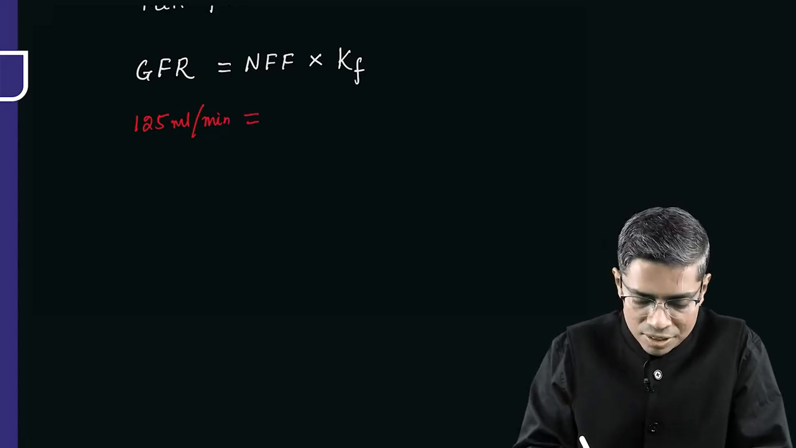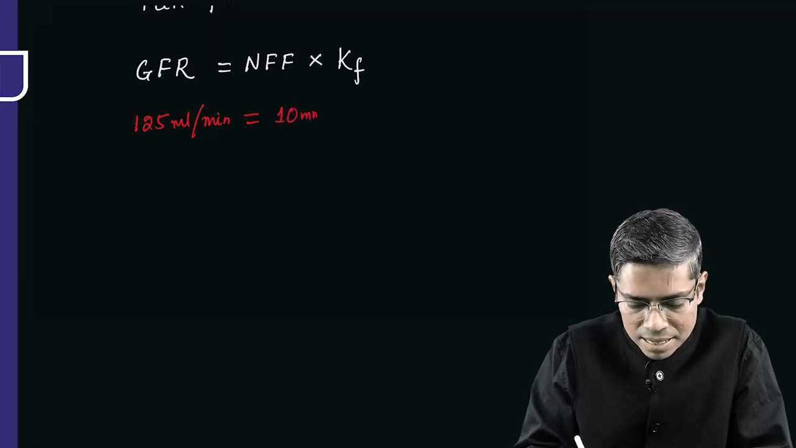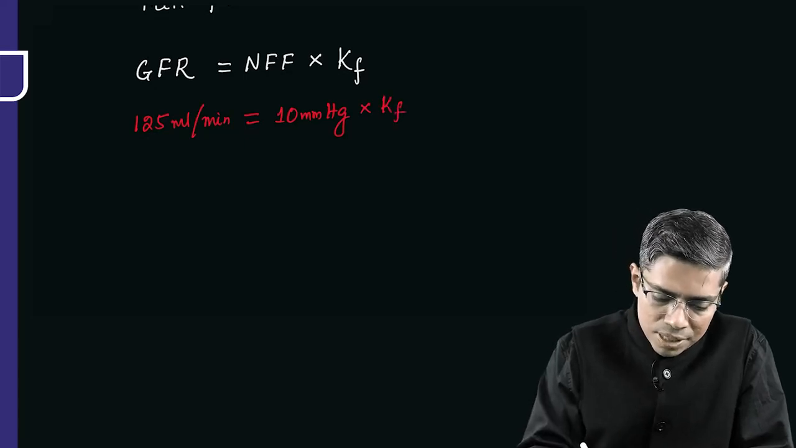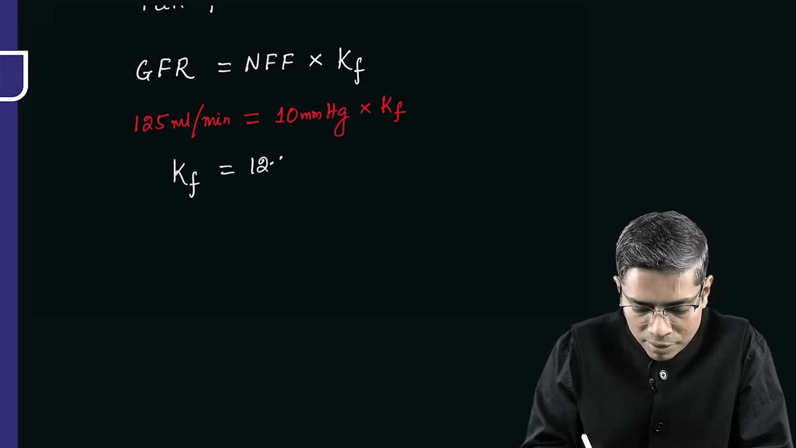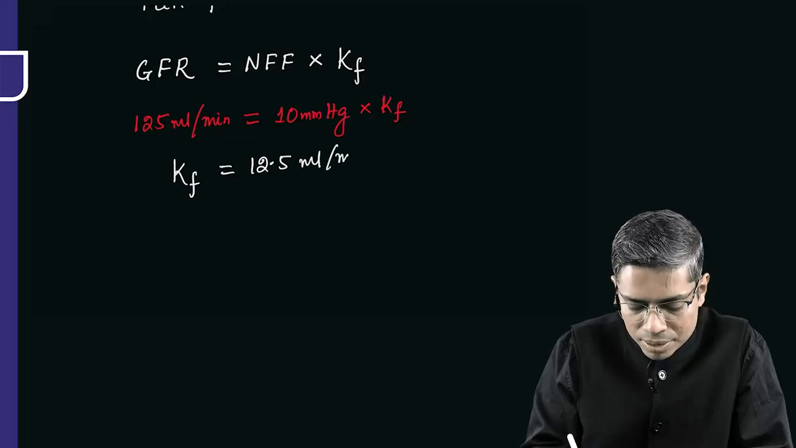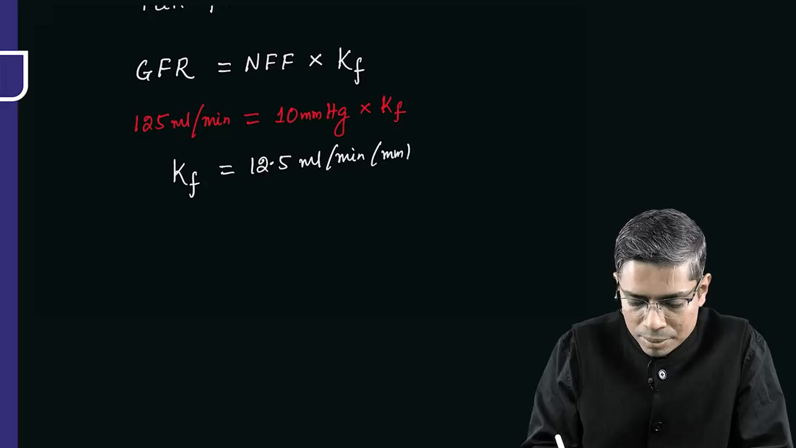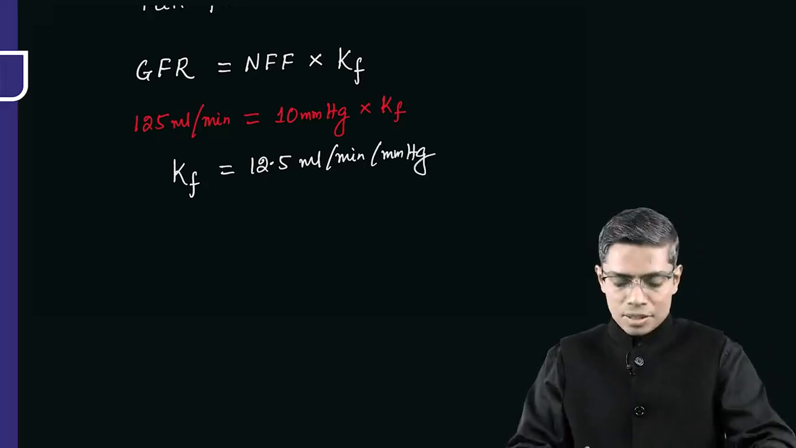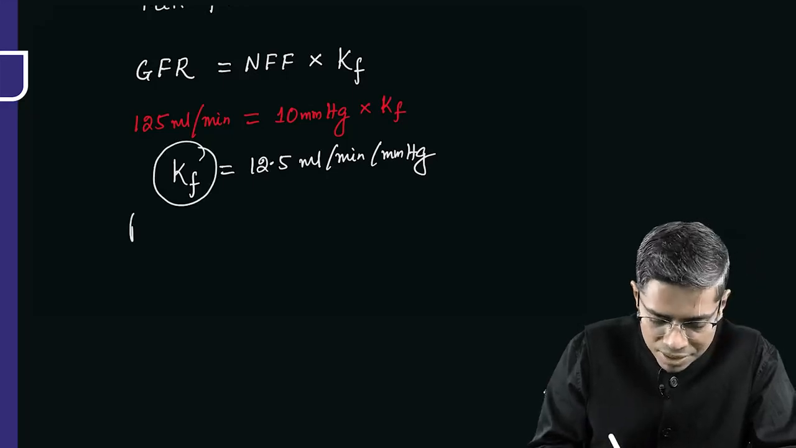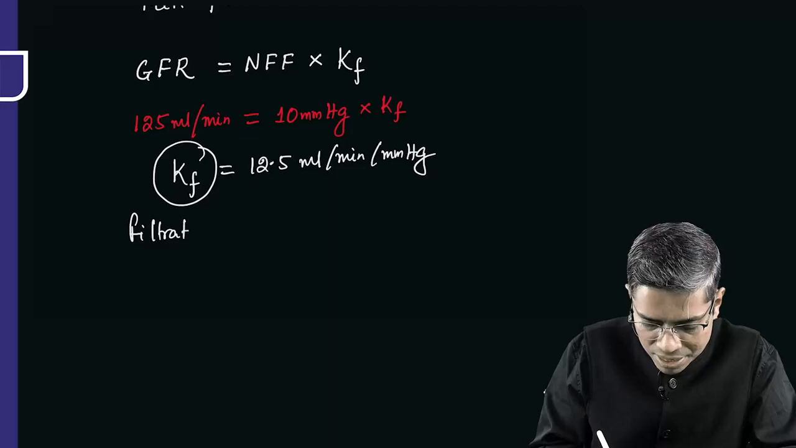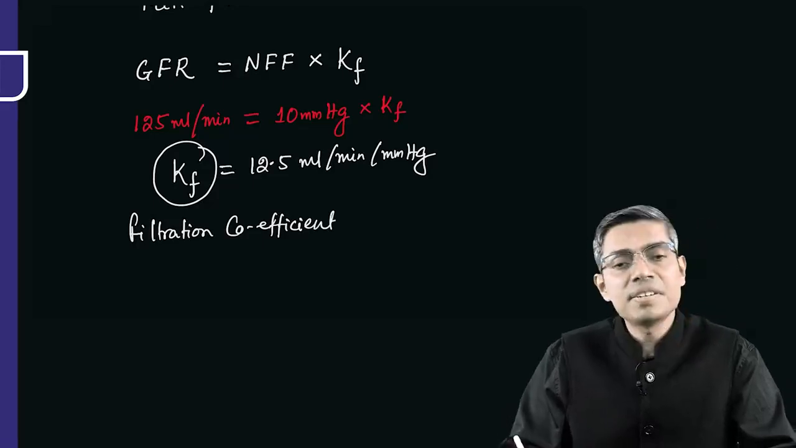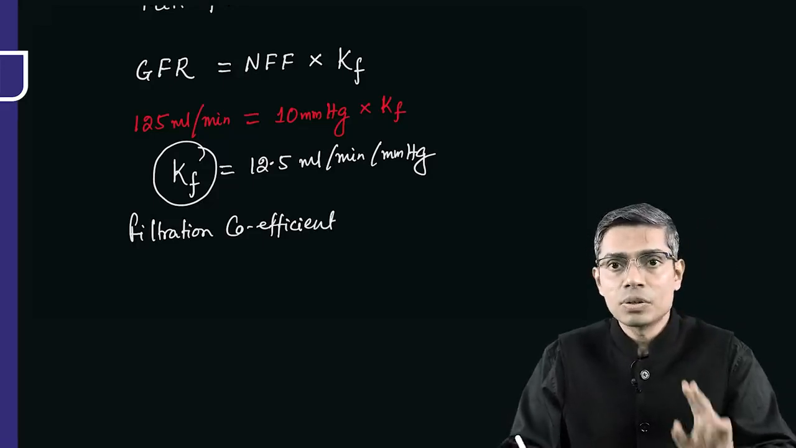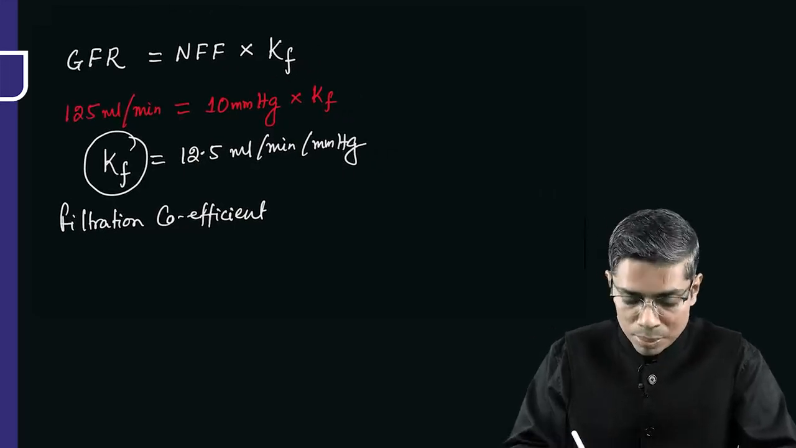Net force of filtration, just now we have calculated, that is 10 millimeter of mercury, multiplied by Kf. So the obvious thing is that Kf is equal to 12.5 ml per minute per millimeter of mercury. So this is a constant. This constant is known as the filtration coefficient. This filtration coefficient depends on two parameters that you also have to remember.